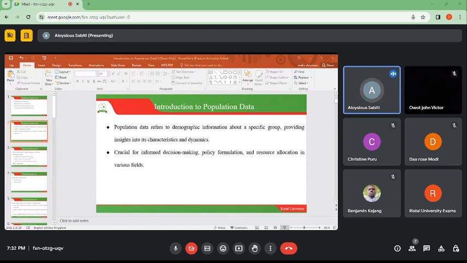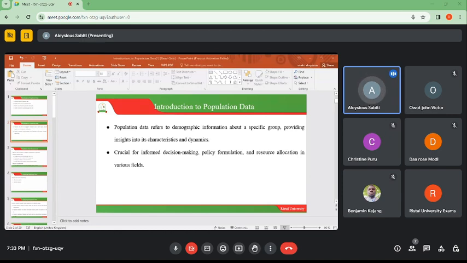You may not take a modern family planning method to a Catholic Church basis, because the teachings vary, but also the practices vary with what you would be taking. So those are some of the importances of understanding population data and the dynamics in which individuals live. So it is also crucial for informed decision making, policy formulation, and resource allocation in various fields. You are able to understand which population needs which kind of intervention.